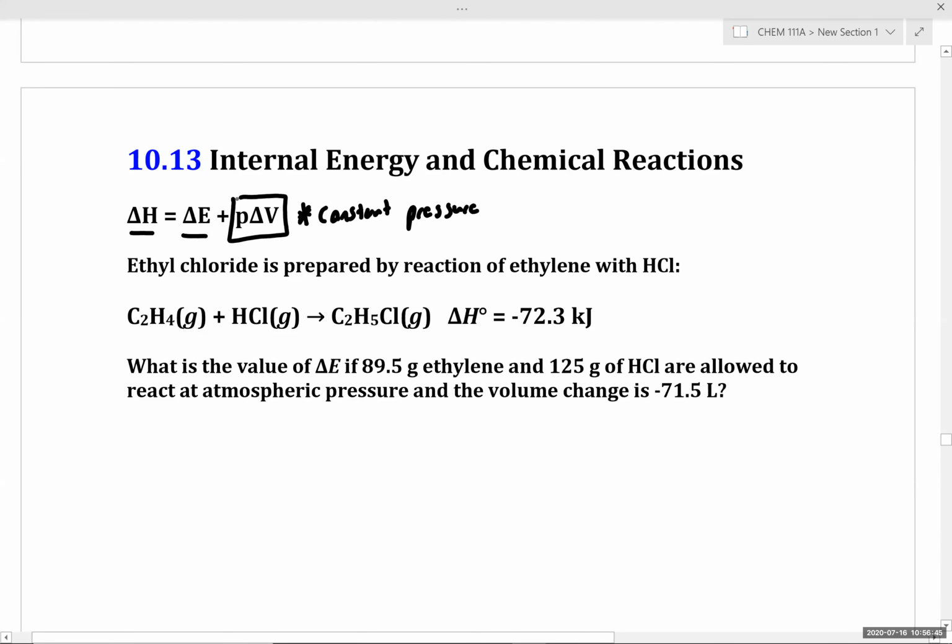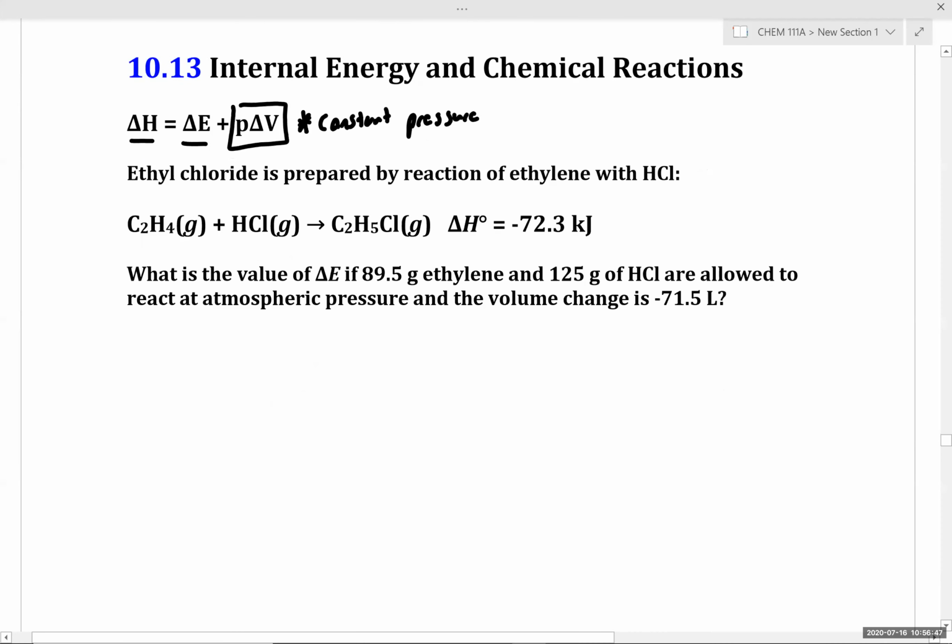Okay, so if we're looking at the following reaction, we're asked to figure out the value of delta E if 89.5 grams of ethylene and 125 grams of hydrochloric acid are allowed to react at atmospheric pressure and the volume change is negative 71.5 liters.